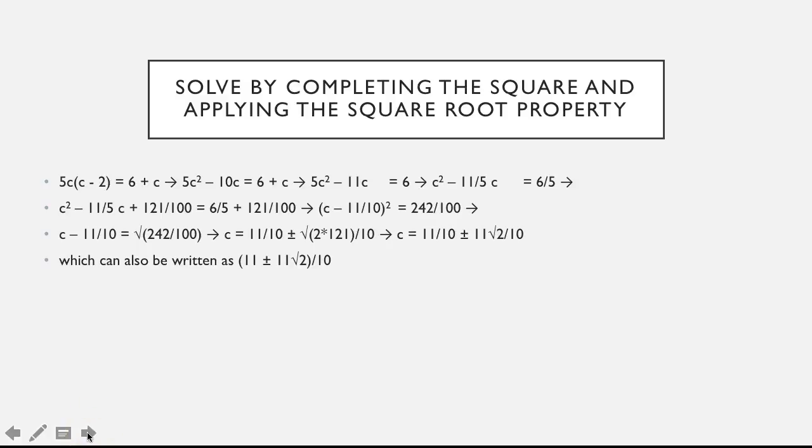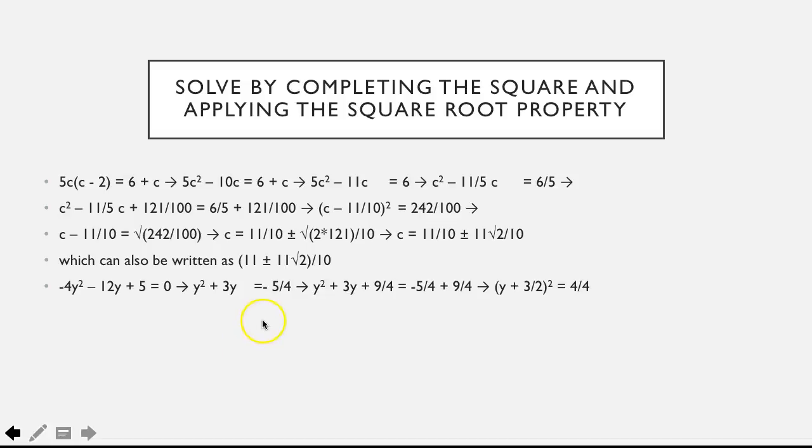Okay, so we're going to pick up where we left off, and we're going to do another solve by completing the square and applying the square root property. We have negative 4y squared minus 12y plus 5. We're going to move the 5 to the opposite side. The 5 to the other side, it's a negative 5, and then you have to divide by the 4, which is how you get y squared plus 3y equals negative 5/4.